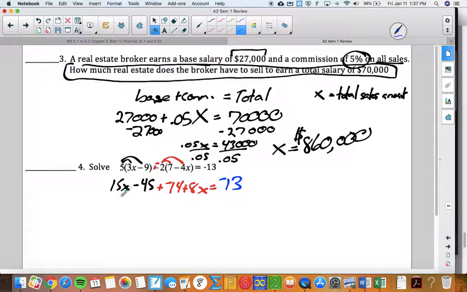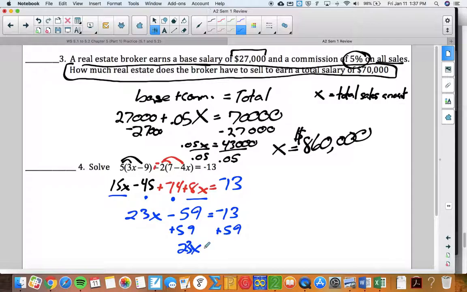From here, we're going to combine like terms. I can combine these x's right here, and I'll combine the constants right there. So we get 23x minus 59 equals negative 13. Add 59. 23x equals 46. So then x equals 2 by dividing by 23.